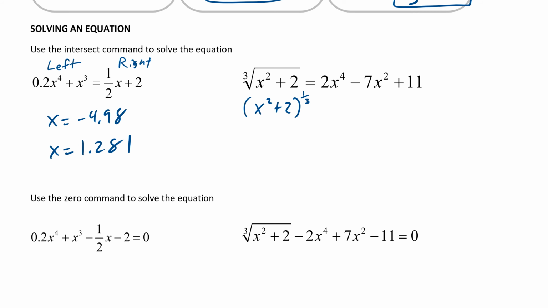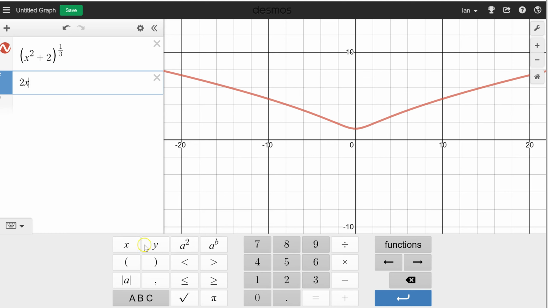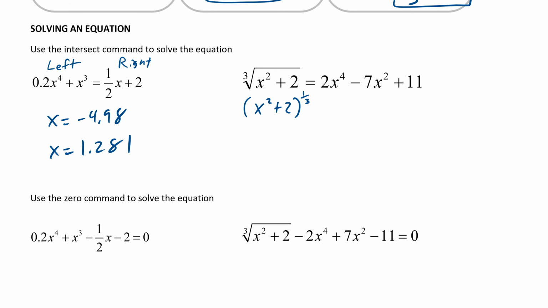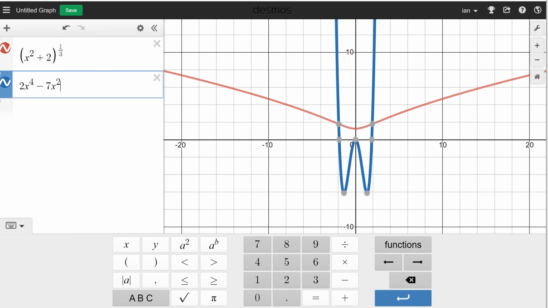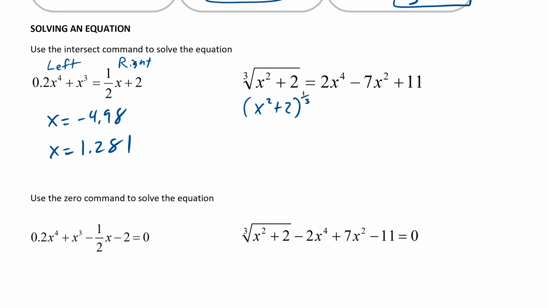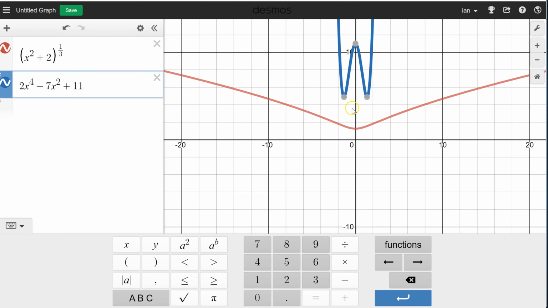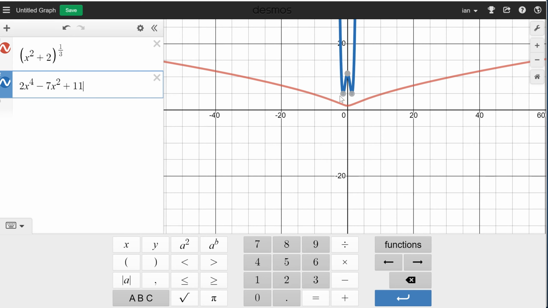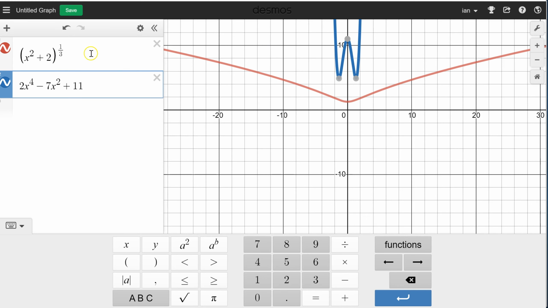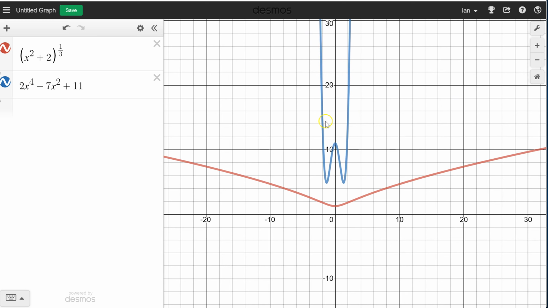Now the other side is 2x to the fourth. Scroll out. Minus 7x squared plus 11. Okay, and now if you look at these, look, they don't intersect. And we know these are our cube roots. They're going out to the side like that. It's not coming back around. It's a function, and this is our degree 4, so we know it's going up like that. It's a parabolic type shape.